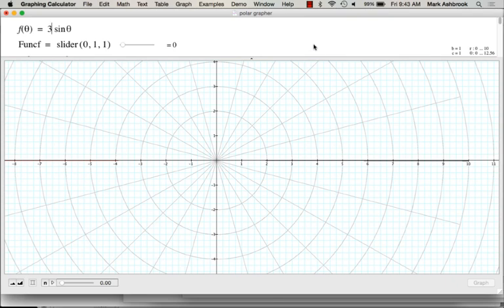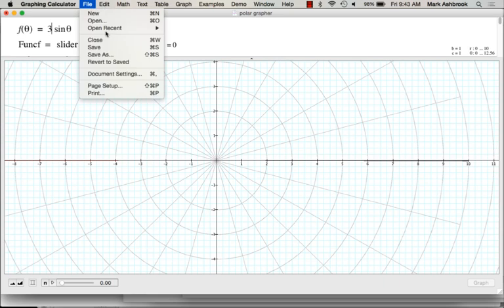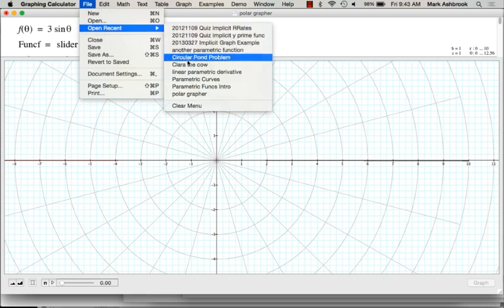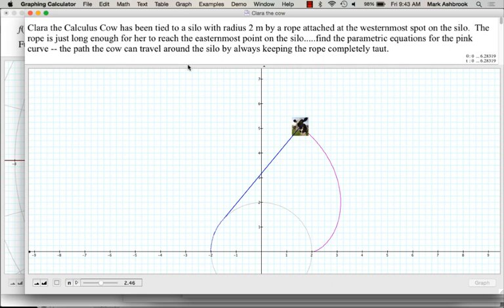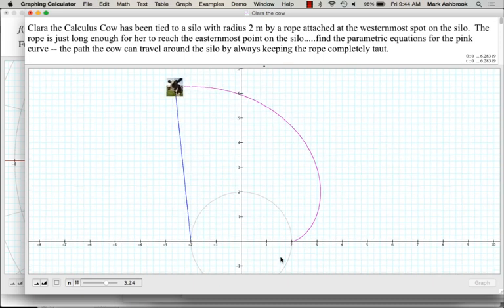Okay, so you got some practice with points, getting the feel for the polar plane. Actually, let me clear the count. Let's take a look at Clara.